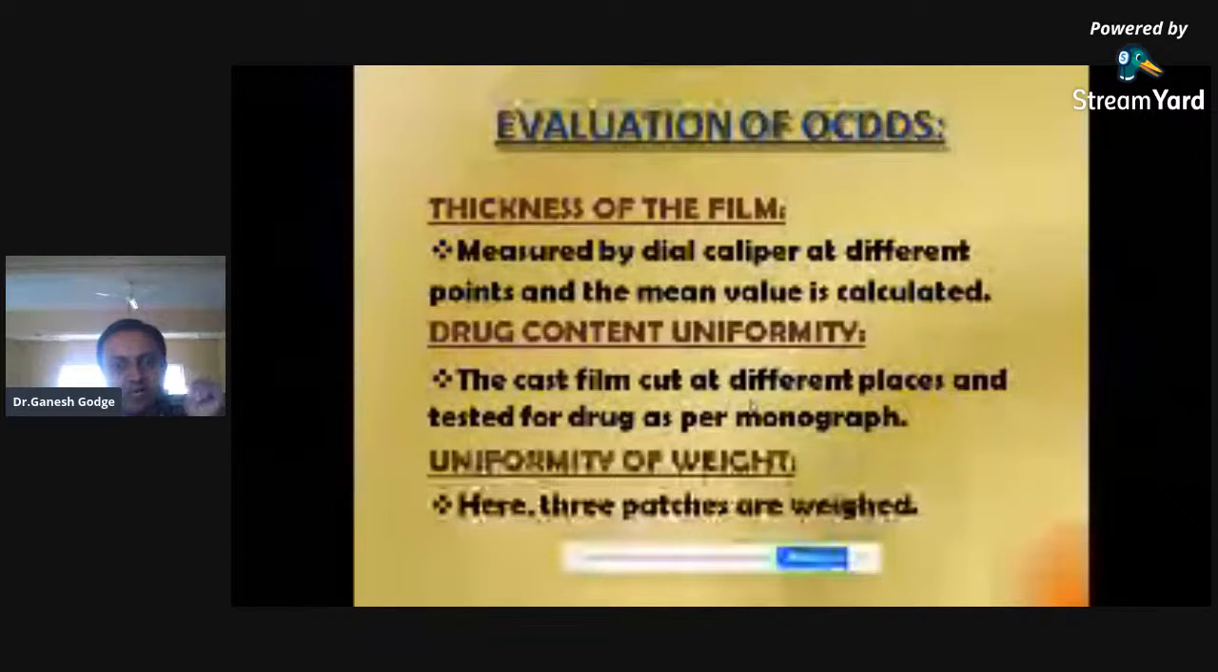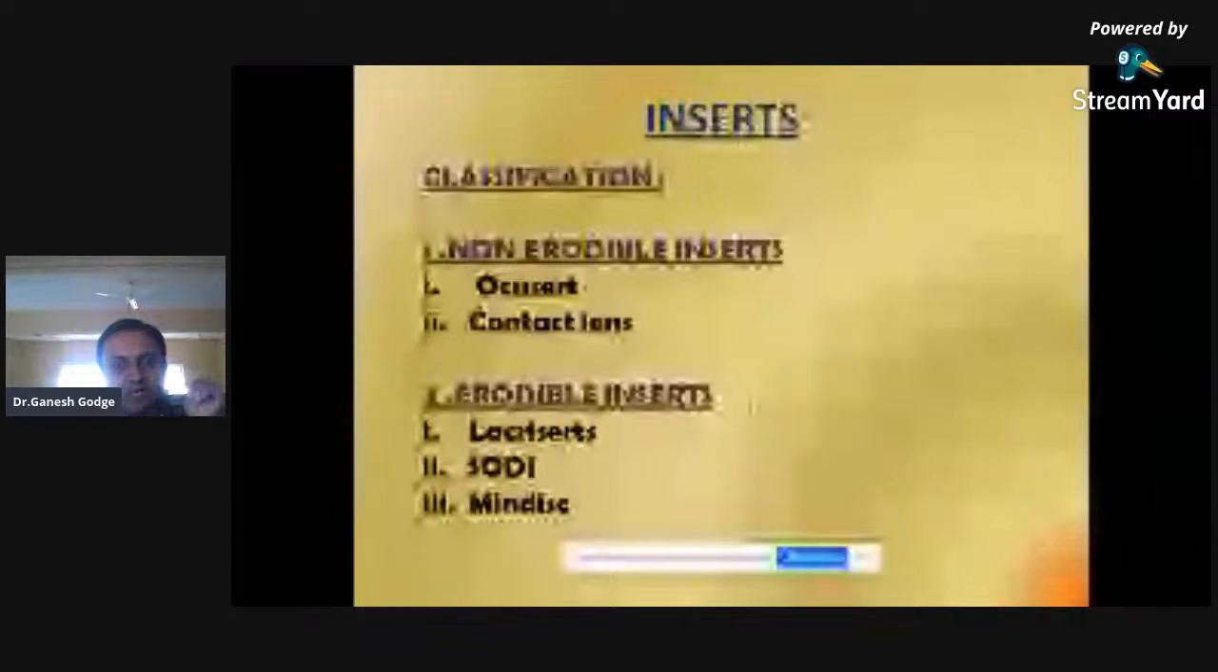Then inserts, classification of inserts: non-erodible inserts and erodible inserts. In non-erodible inserts, we learned about occuserts and contact lenses, which are non-erodible in nature. Insertion and removal is required. In erodible inserts, insertion is required, but removal is not required due to their disintegration. Lacrisert, soluble ophthalmic drug inserts and minidiscs are the examples.